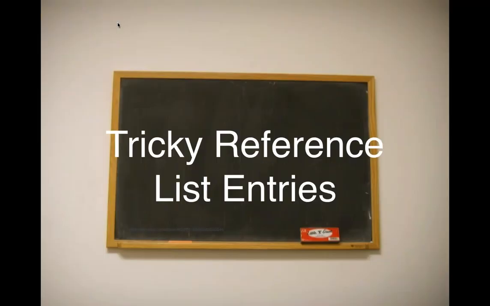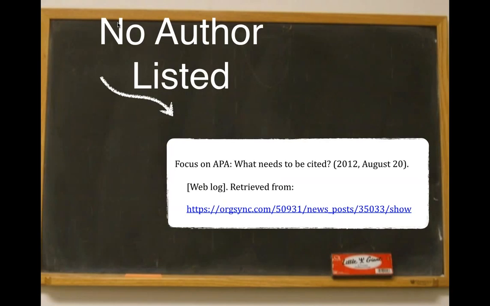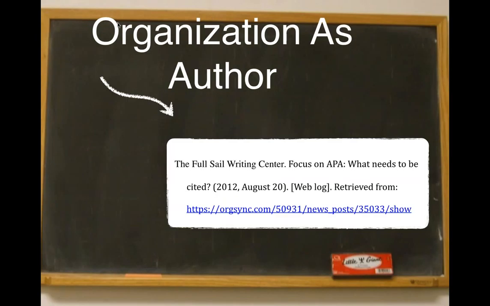All right, we've talked about basic reference list entries, but what if we don't know the author's name or the date of publication? So we're going to talk about these tricky reference list entries. For this example, let's pretend that the article we just referenced has no author listed. Notice that the title of the article moves to the front of the citation in place of the author's last name. And then let's pretend that the article has no author listed, but we know that an organization, in this example, the Full Sail Writing Center, published the article.